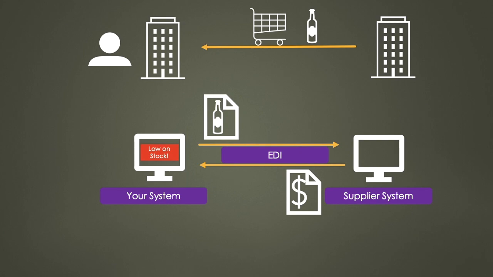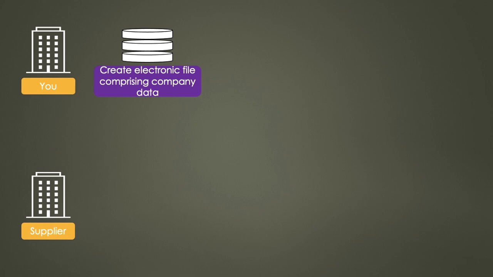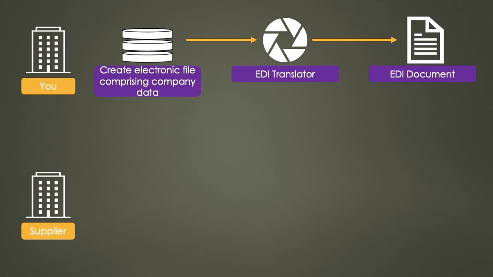Let's see how it actually works. There are basically three steps involved when it comes to EDI exchange. First, we need to prepare the documents we want to send. The system needs to create an electronic file which comprises the necessary information to build the EDI document. Next, the electronic file needs to be converted into the EDI standard format. Therefore, we use translator software. Then the data is ready to be transmitted to your business partner.